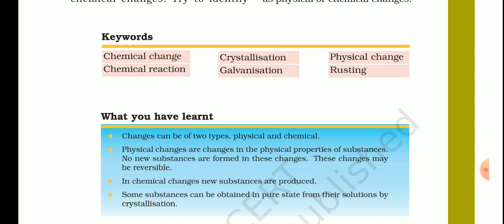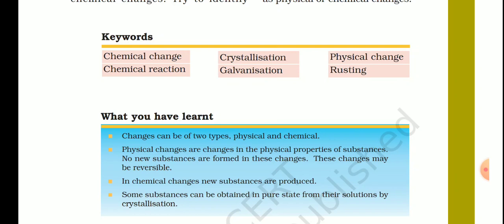Now what you have learned. First point, changes can be of two types, physical and chemical. We have discussed physical changes are the changes which occur only in physical properties like shape, size, etc., the changes which are temporary, whereas the chemical changes occur in the chemical composition of a substance so that a new substance is formed. This is a chemical change, a permanent change.